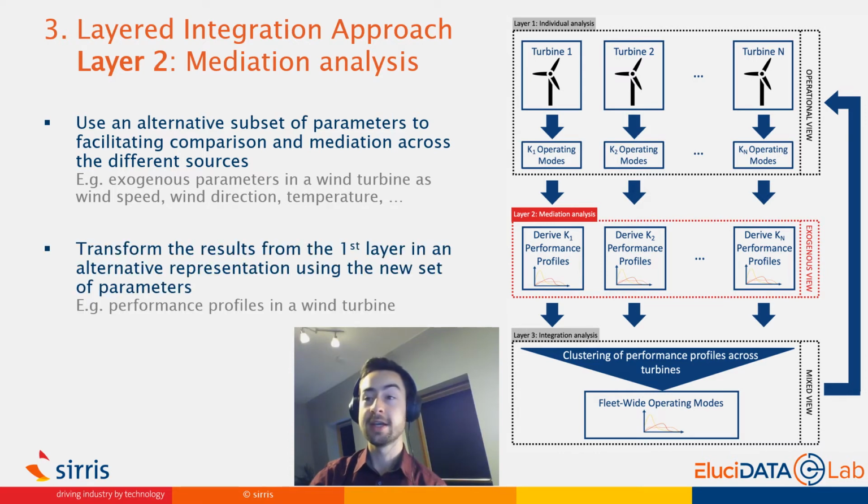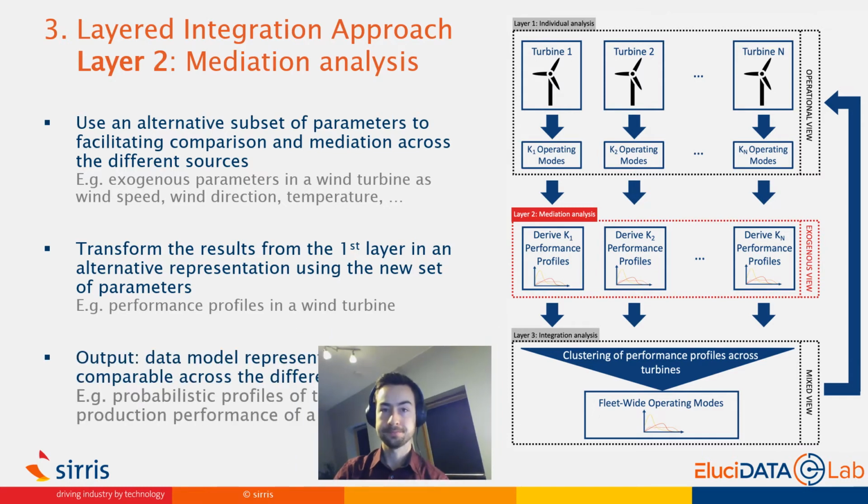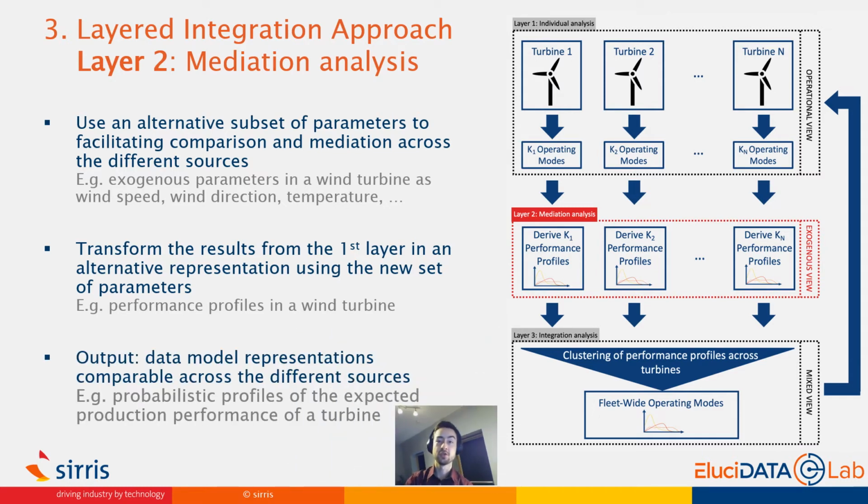So we will use this data to transform the results from the first layer in an alternative representation. In our case, we used performance profiles for the wind turbine, but what this exactly means will be shown in another slide. So as outputs, we get some data model representations which are comparable across the different sources. In our use case, this is the probabilistic profiles of the expected production of performance in a turbine.